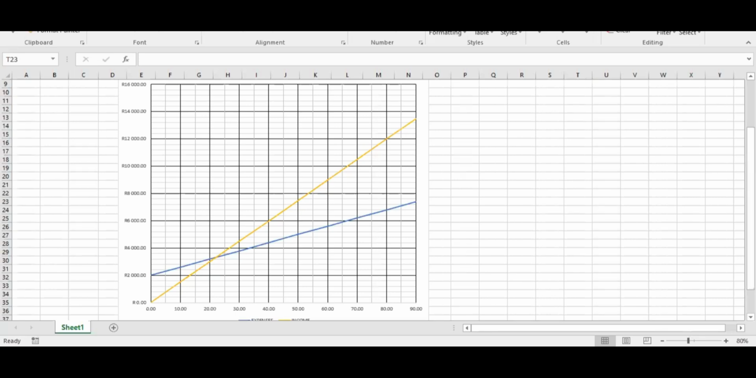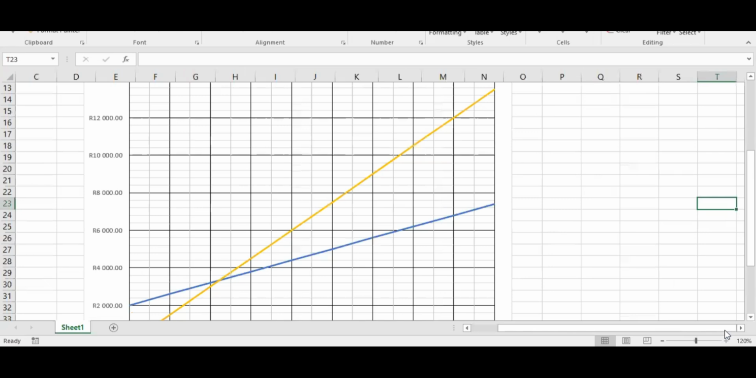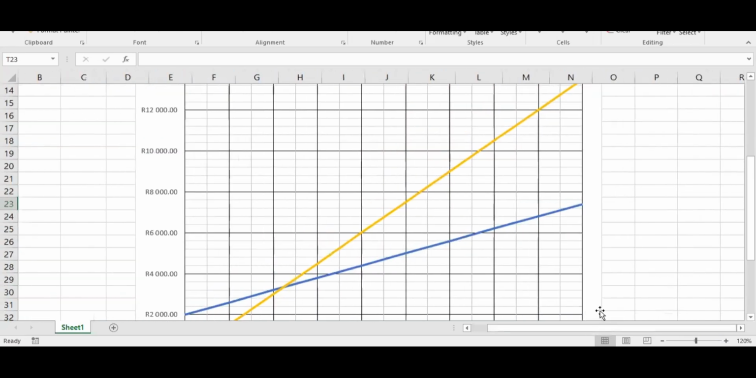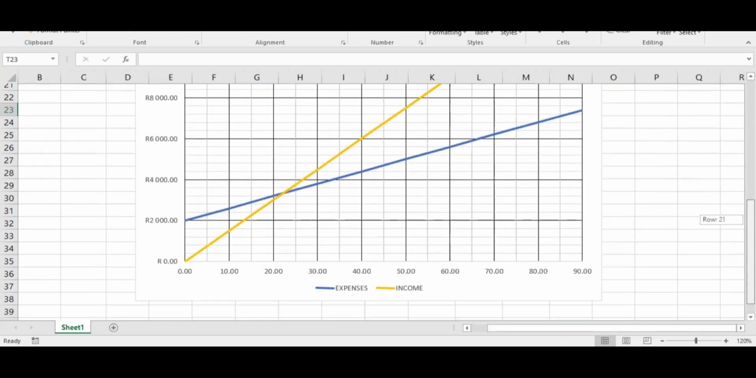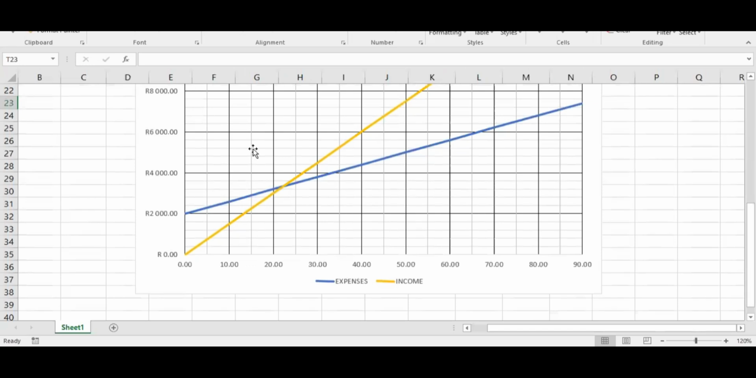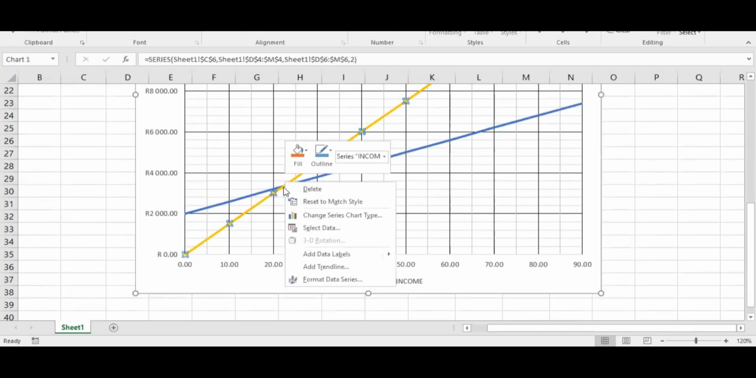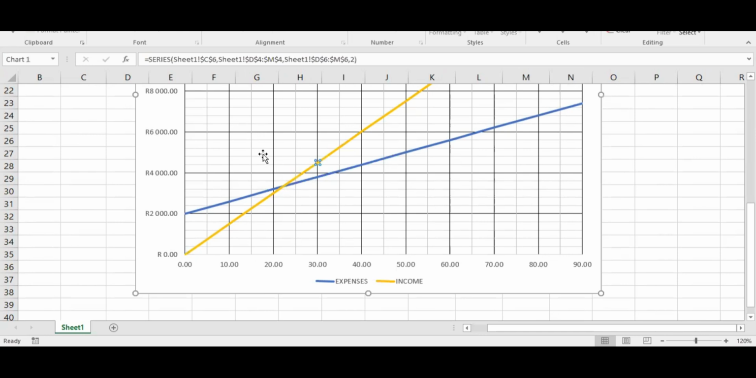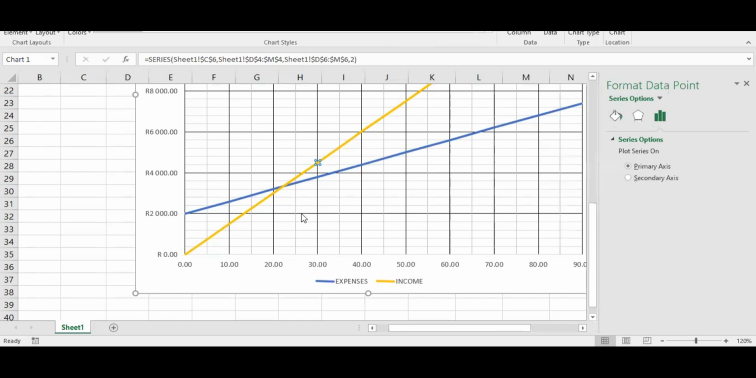So now our graph will look like this. I've just used a computer here to show you. This is how the graph will look like. Now, the break-even point is at this point here. This is where they will meet. This is where the break-even will be. All right. So we shall continue.